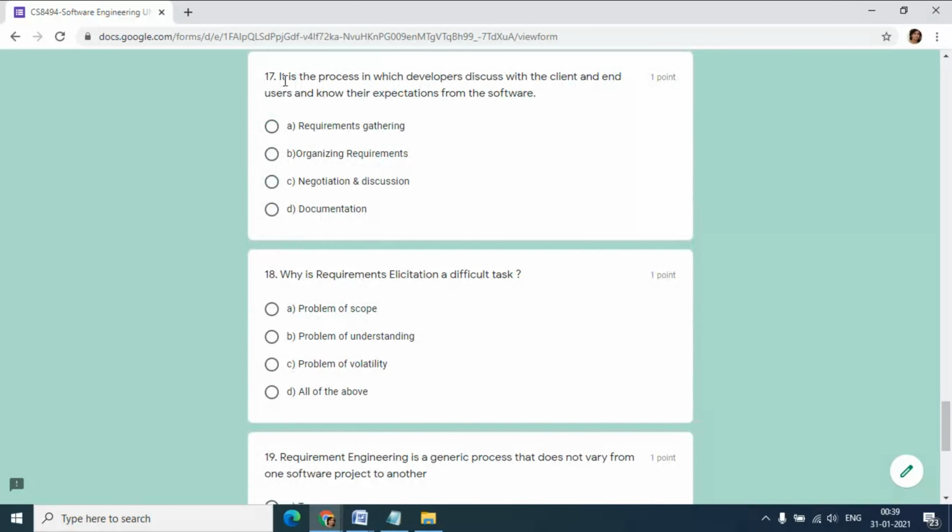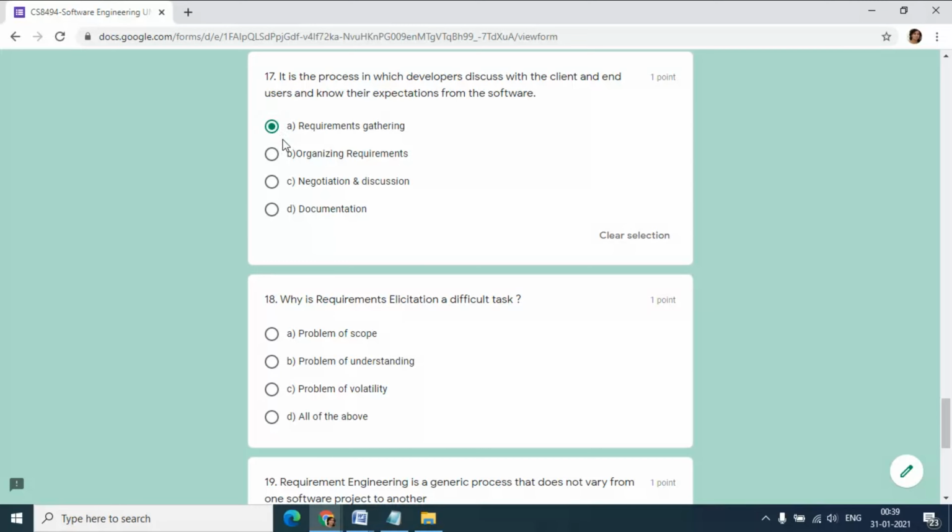Next question is: it is the process in which developers discuss with the client and end users and know their expectations from the software. In the requirements gathering process, the developers discuss with the client and end users and know their expectations from the software. So the answer is option A, requirements gathering.